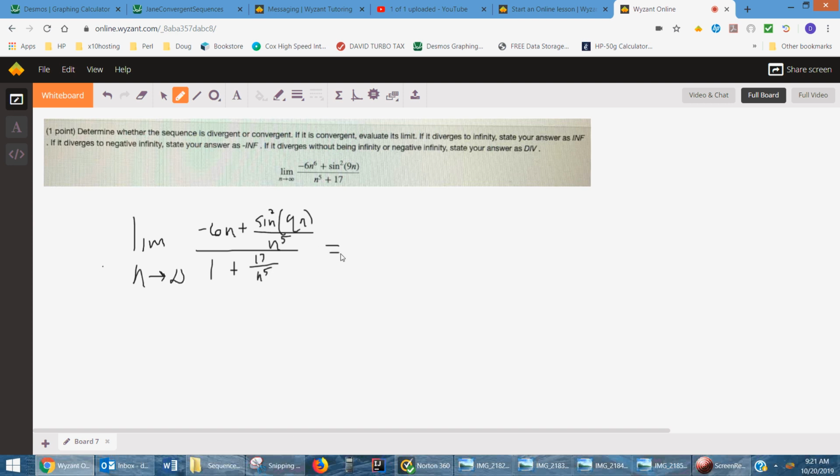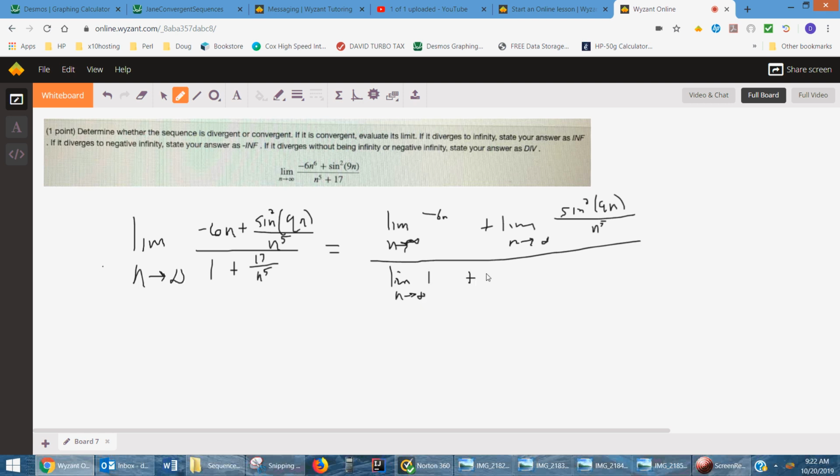Okay, and by previously proved limit theorems, this is the same as the limit as n approaches infinity of negative 6n, plus the limit as n approaches infinity of sine squared of 9n over n to the fifth, all over the limit as n approaches infinity of 1 plus the limit of 17 over n to the fifth as n approaches infinity.